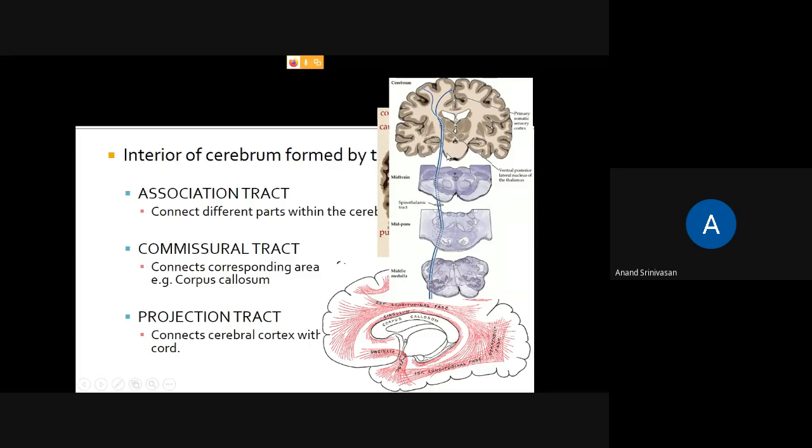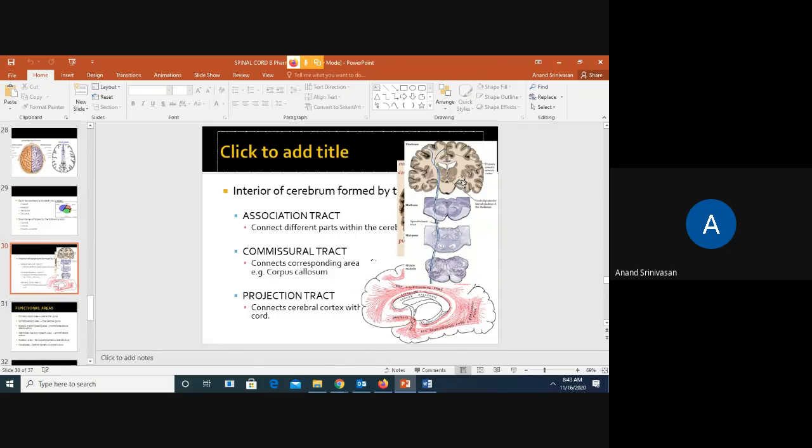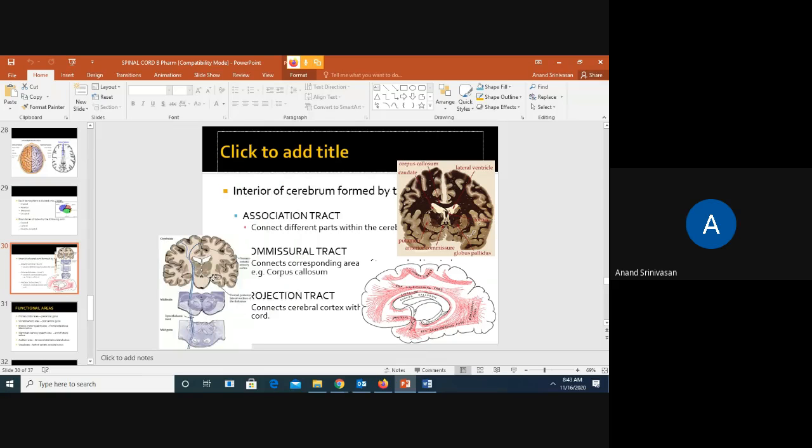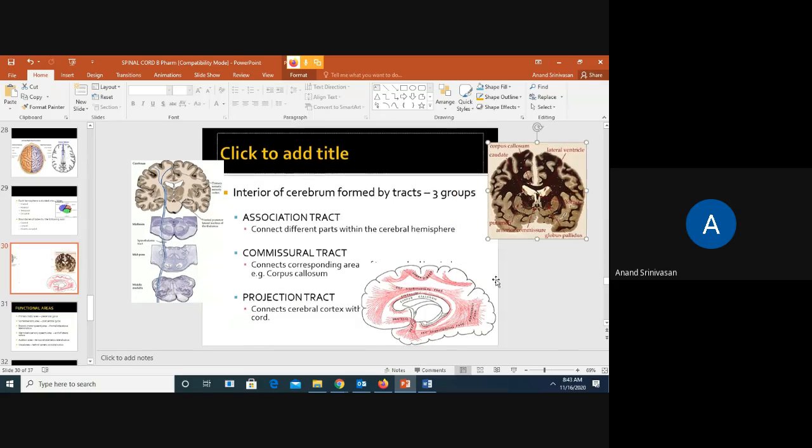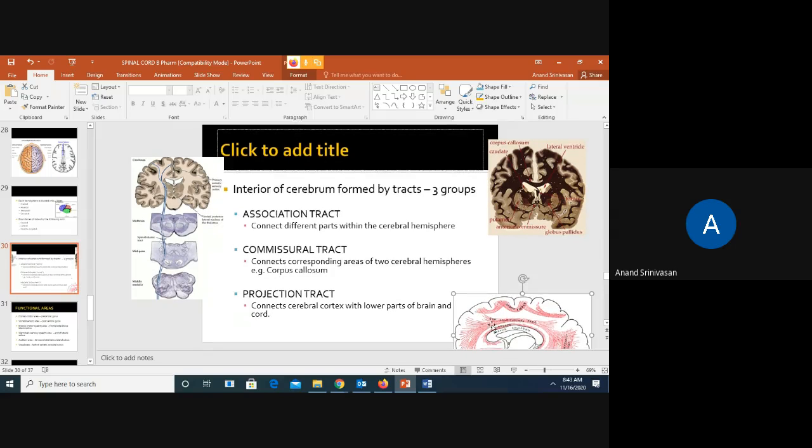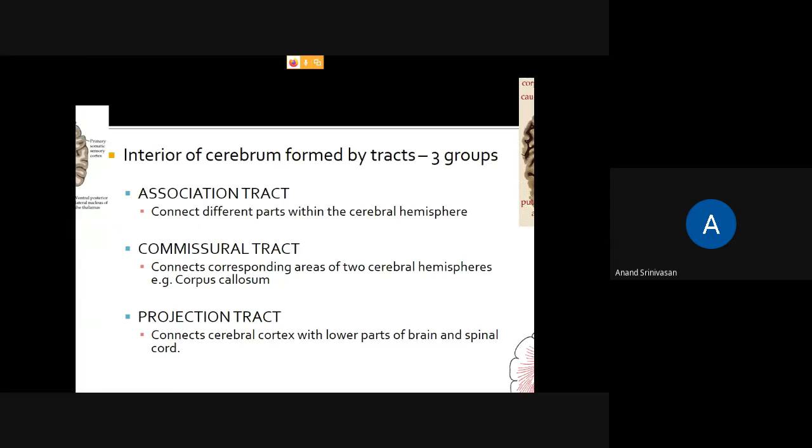So the next one, the cerebrum is connected with one another by means of certain tracts. I'll just put this separately. There are three tracts in the cerebrum. One is the association tract, the other one is the commissural tract, and the last one is the projection tract. Now let's see each one of these tracts.